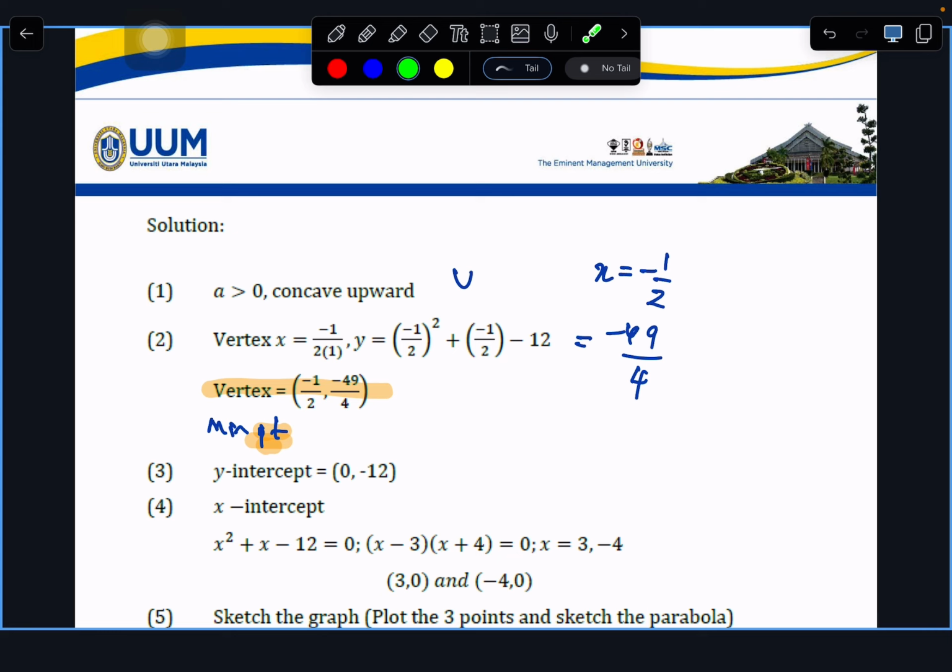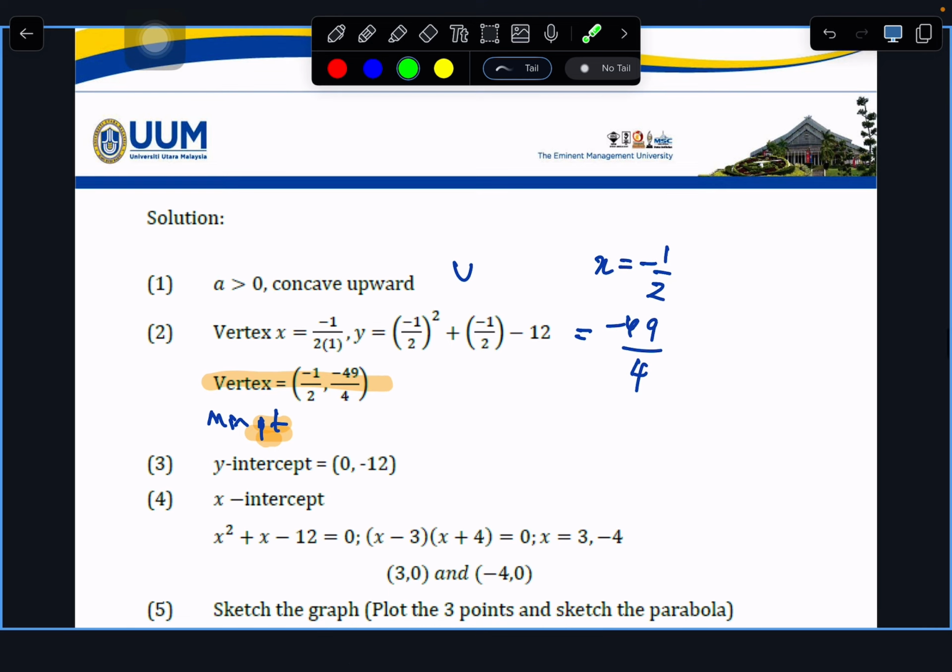Factoring of formula, the one we did just now. In this case, they use factorize. So we have x minus 3, x plus 4, x equals 3, x equals negative 4. And then this one we have the x-intercept step. Do you know what is x-intercept? What is y-intercept?